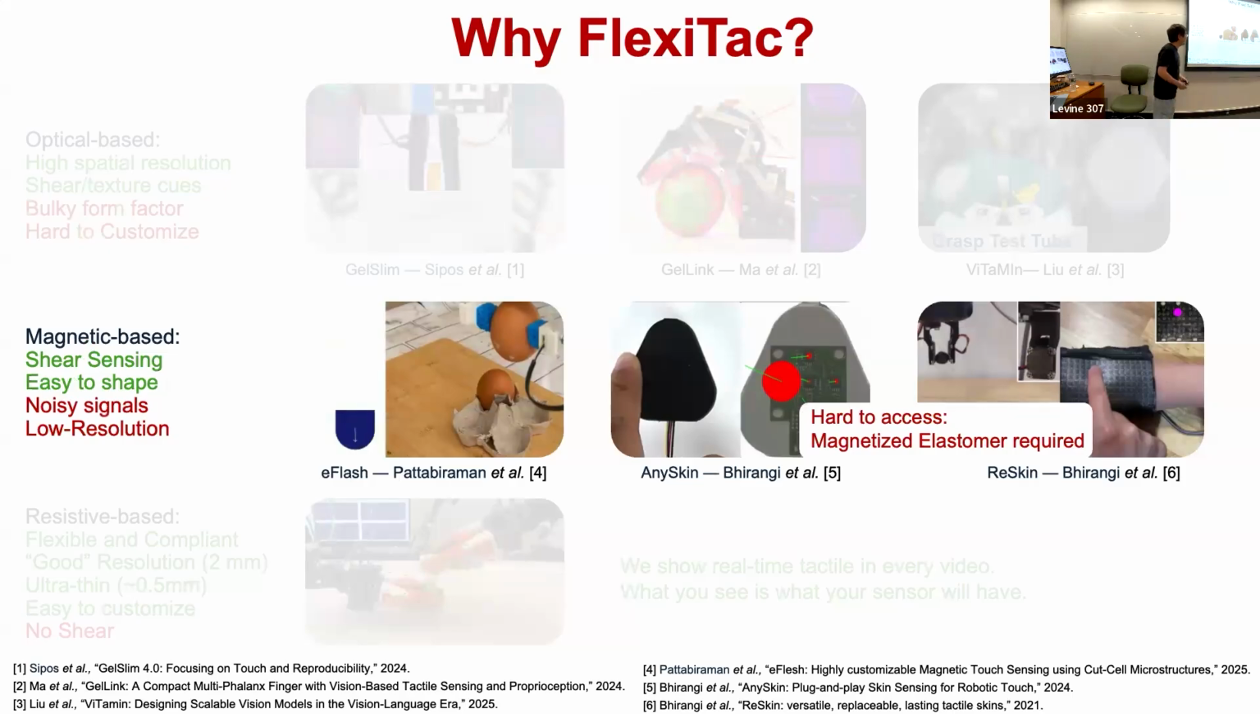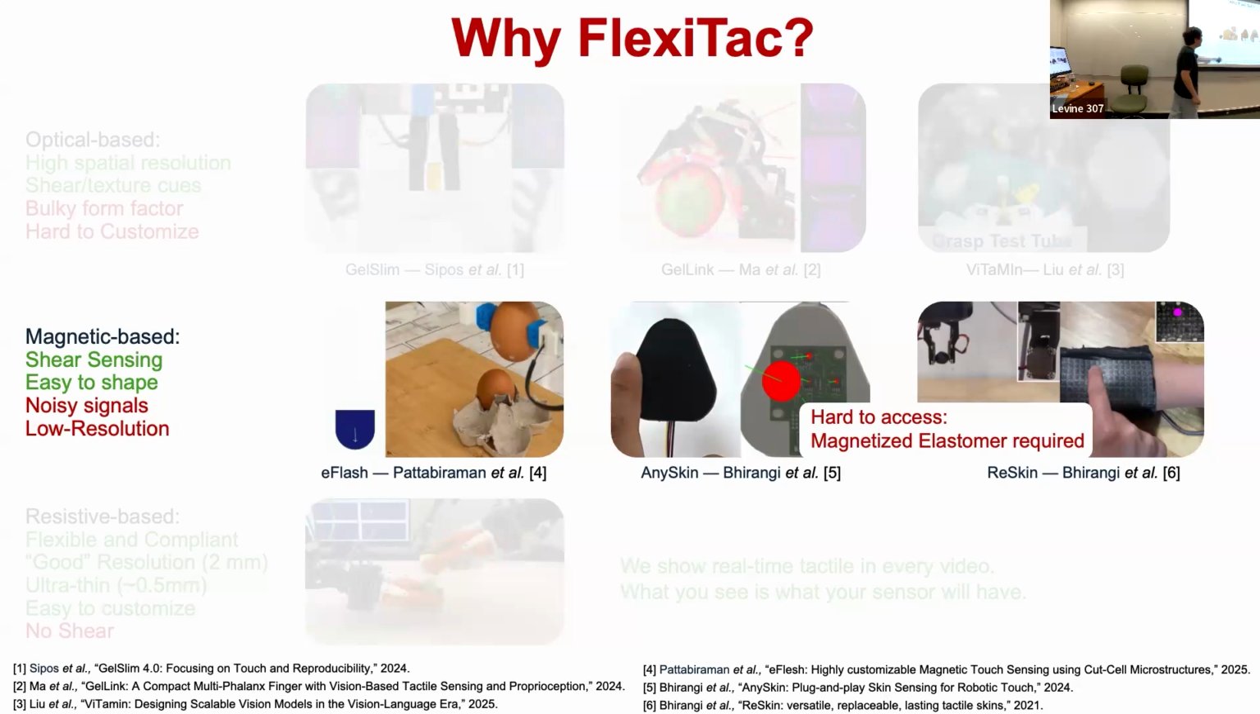And then the magnetic-based tactile sensor. This kind of sensor can also give you shear sensing, and it's very easy to shape. For example, you could easily shape this blue part, and you will get different shapes of sensor. But this sensor also has some problems. The noise of the sensor is very serious because it's magnetic-based, and sometimes it will be influenced by other magnetic fields. And also the resolution cannot be higher because two magnetic components cannot be put too close to each other. That's also a point.